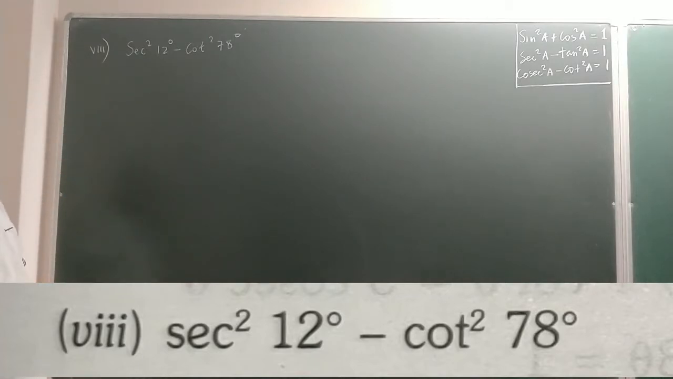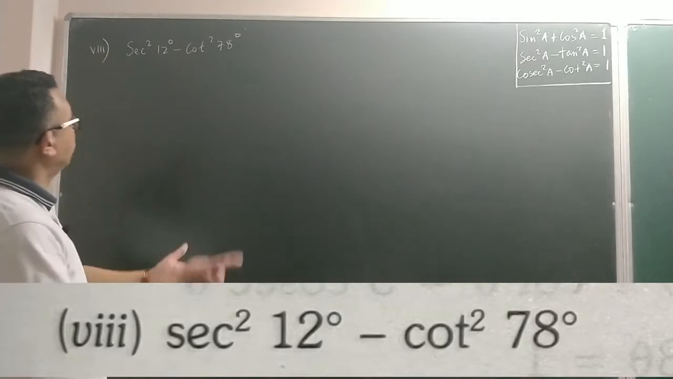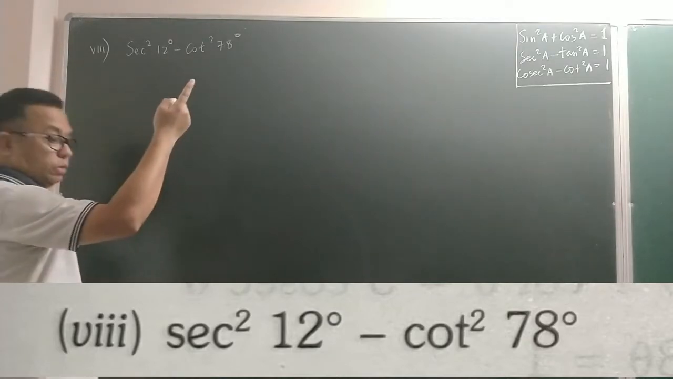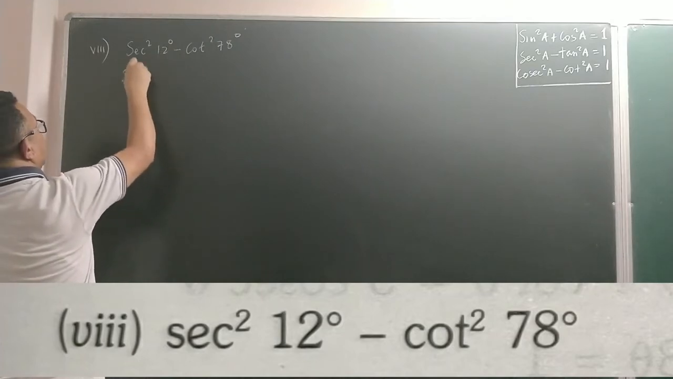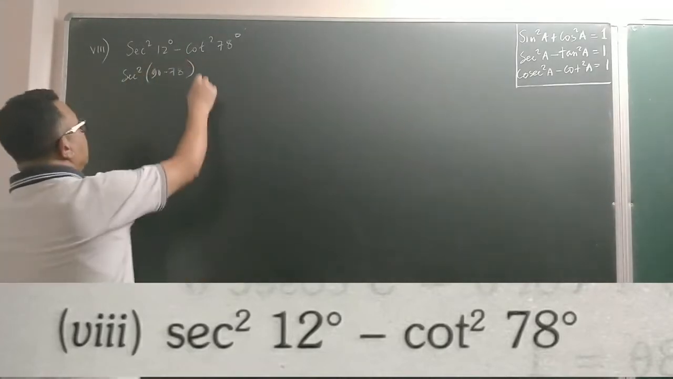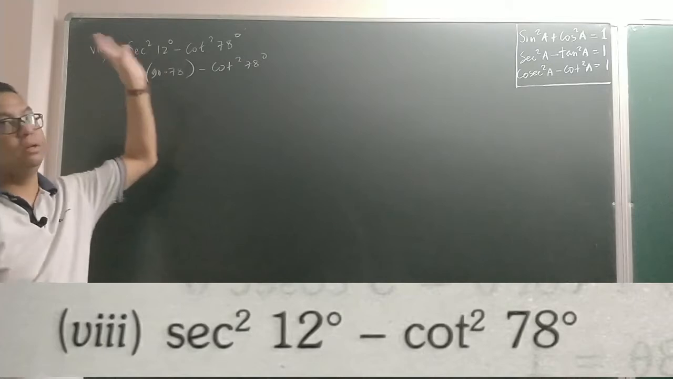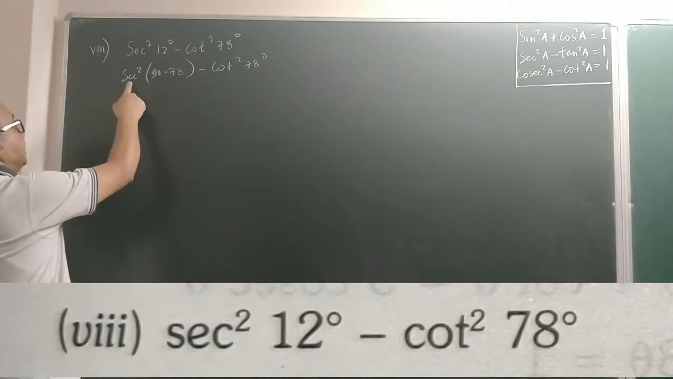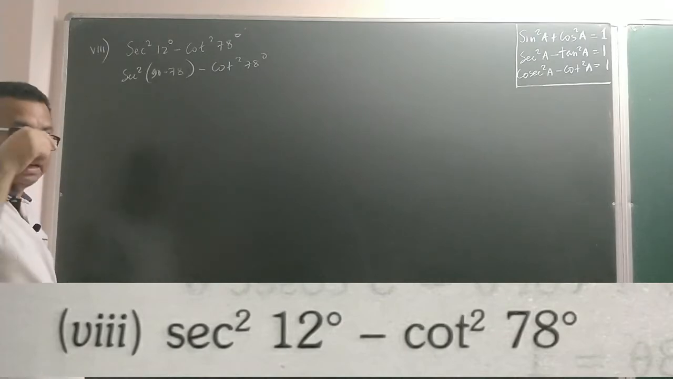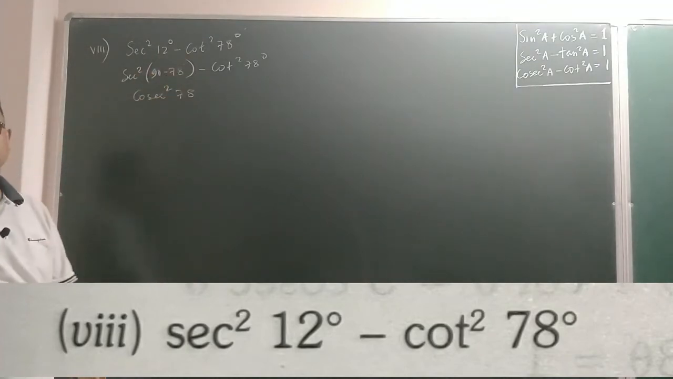Alright, it is saying sec square 12 degree minus cot square 78 degree. Now let's see. 12 and 78, total 90, complementary. Now as they are complementary, change one of them. Either you change this or you change this one, it's your wish. I want to change the first one. Sec square 12, I'll write 90 minus 78, because 90 minus 78 is 12. Minus, don't change the second one. We are going to change only one as always. I have changed the first one, so don't change the second one. Then sec 90 minus theta, as you know in the formula, is cosec 78. But since there is a square here, it is cosec square 78.